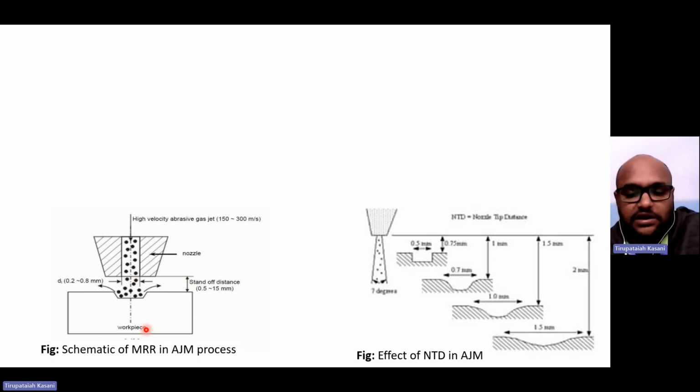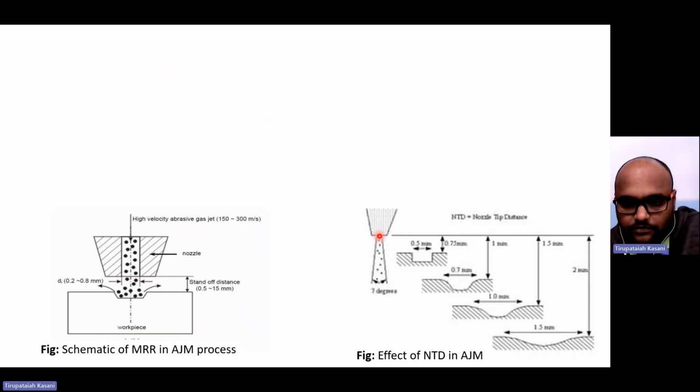This is the schematic of material removal. When it comes to the effect of the NTD, what is this NTD? Nozzle tip distance. Nozzle tip distance in the abrasive jet machining process. See here, this is the nozzle. If there is no workpiece, then the stream of the abrasive particles along with air will flow like this.